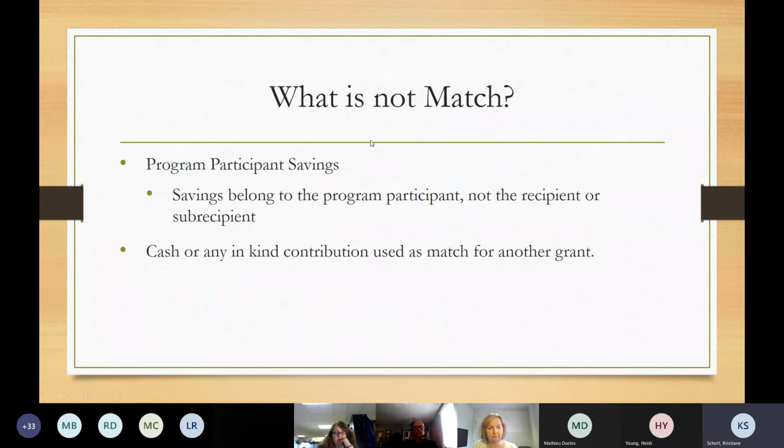So what is not match? Match is not a program participant's savings. Rent is not match. Savings that belong to a client is not match. Program fees are not eligible under the CoC program rule. It cannot be charged to a program participant and cannot be used as match. Any cash or in-kind contributions used for another grant or whose funding stream statutorily prohibits them from being used as match are also not allowed to be used as match.